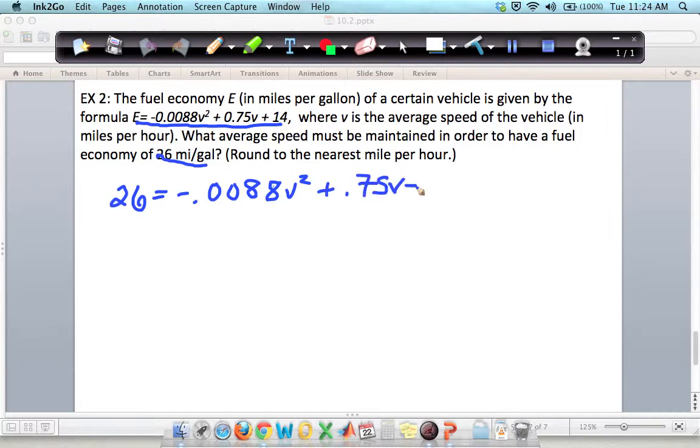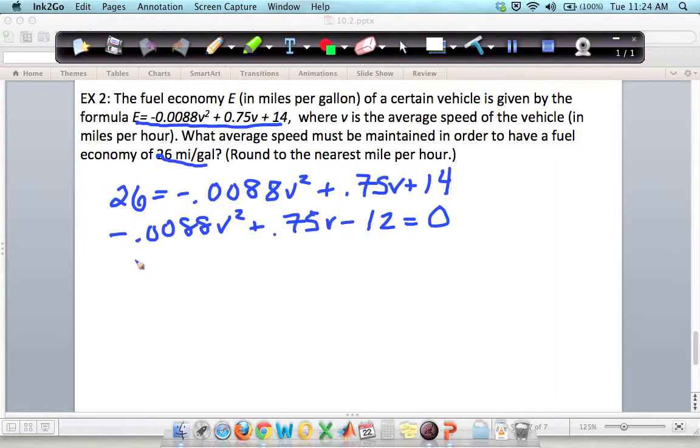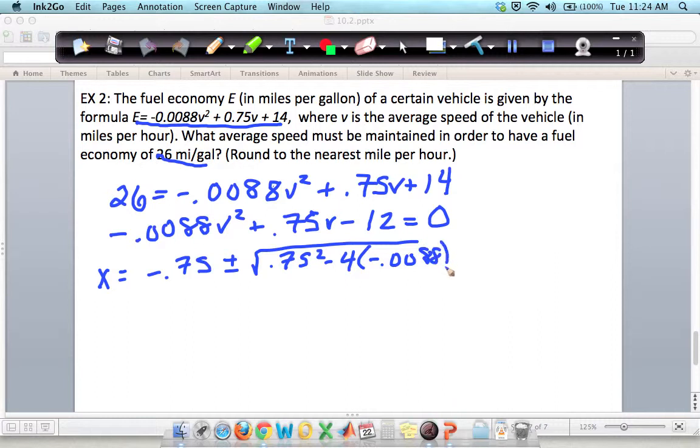And we have to now set this equal to 0, so subtract 26 to the other side, and you get minus 12 equals 0. We now have our A, B, and C. This is a 75, and that's a V. We're going to plug it in, so x equals negative 0.75 plus or minus the square root of 0.75 squared minus 4 times A times C all over 2 times A.